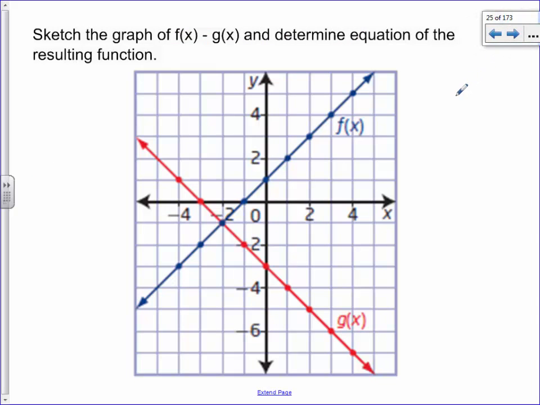Okay, so maybe a bit of a different challenge here. I'm going to draw 2 graphs for you just to save some time. I just pulled this out of a textbook somewhere. Let's try to subtract the 2 graphs from each other. And then once we're done that, let's try to figure out what the equation of that graph might be.